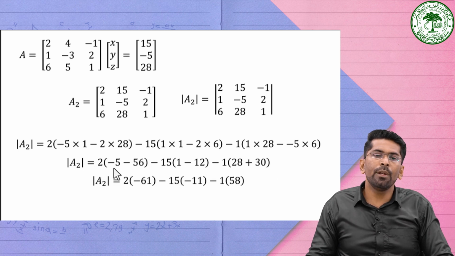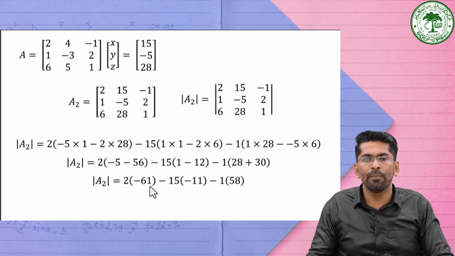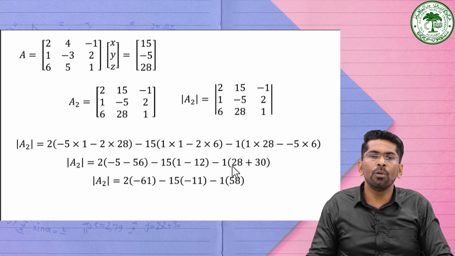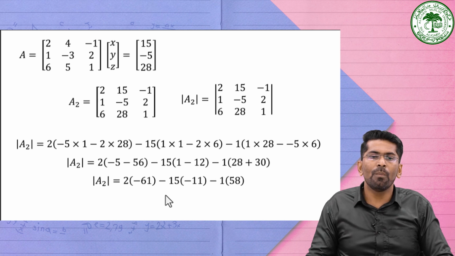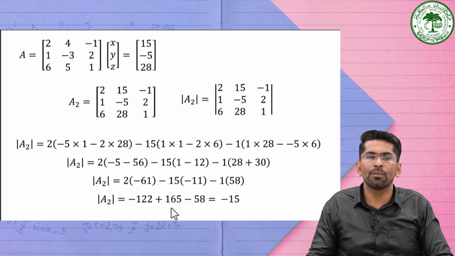So it is 2 into minus 5 minus 56, which is equal to minus 61, then minus 15, 1 minus 12, which is equal to minus 11, then minus 1 into 28 plus 30, which is equal to 58. So if you go for multiplying this term and simplify it, then it is minus 122 plus 165 minus 58, which is equal to minus 15.